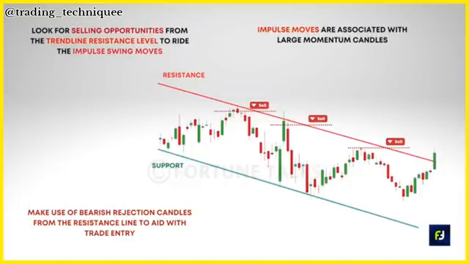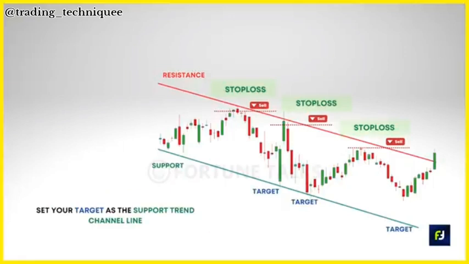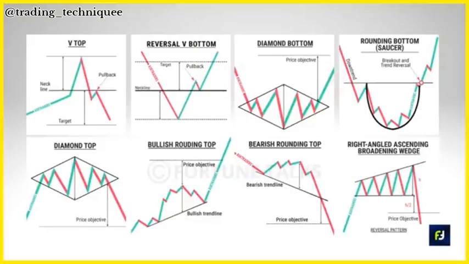You can also make use of bearish reversal candlesticks like bearish pin bars from the resistance line to take a short entry. You should place your stop loss above the resistance trend line with ample buffer, or above the highest wick of the rejection candle from the resistance line. Your target for this case will obviously be the support trend channel line. So you can also trade the correction move if you want from the lower trend channel line, but I generally don't recommend doing it.